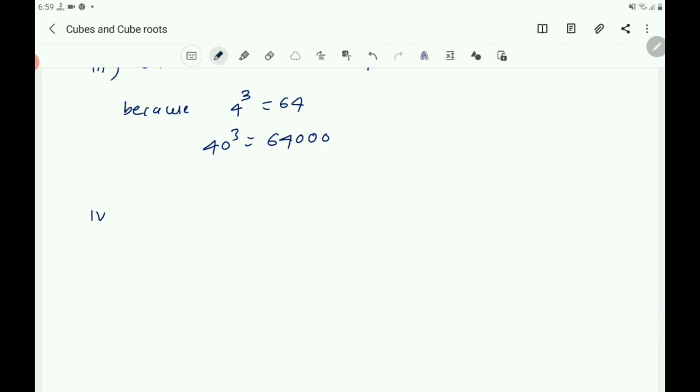Next one is 900. You know that 9 is not a perfect cube and it is also having two zeros. It is not a perfect cube.